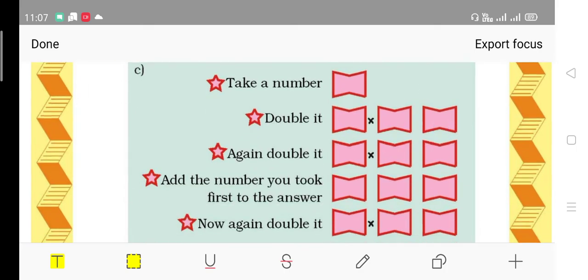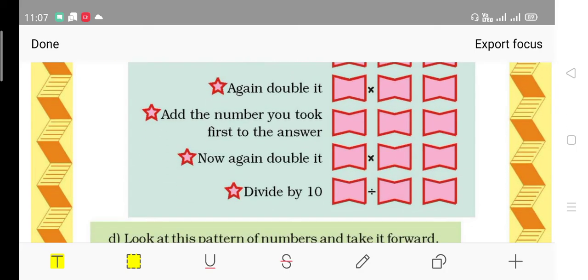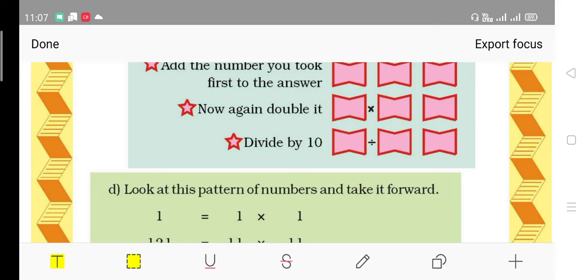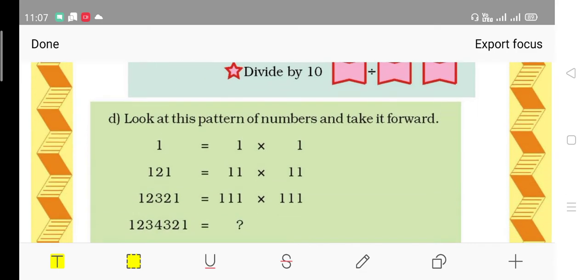Again take a number, double it again, add the same thing. You are going to do it, and you are going to see what things are being done. You will do it by yourself. Now look at this D question. Again, it's a pattern to be understood.